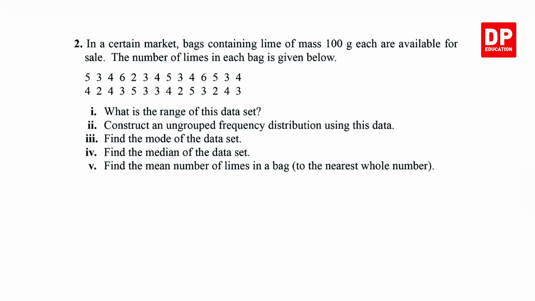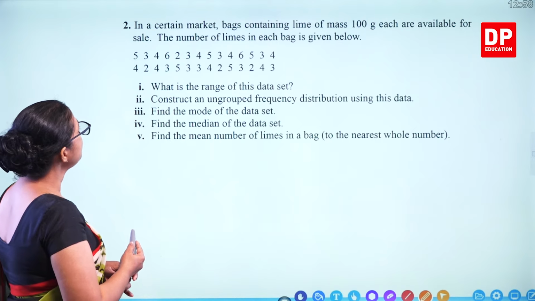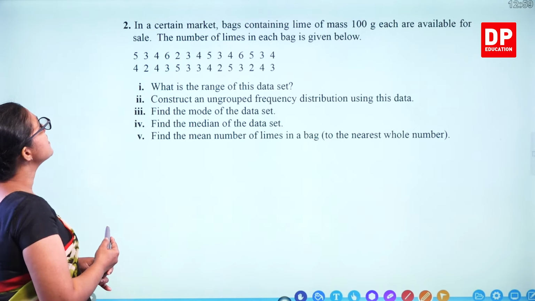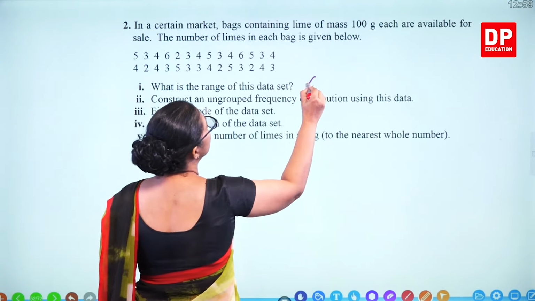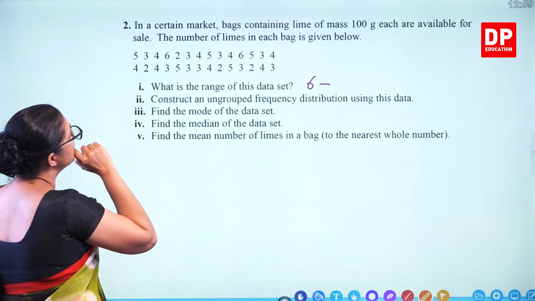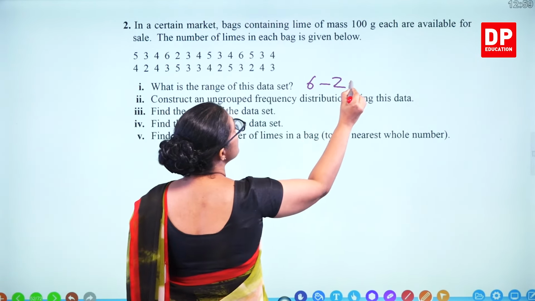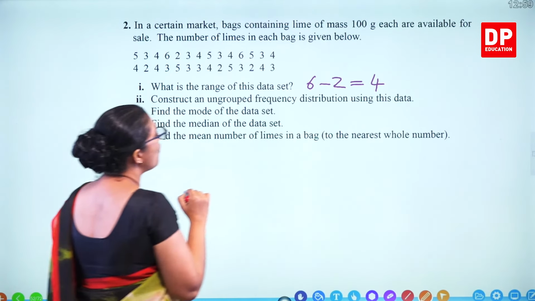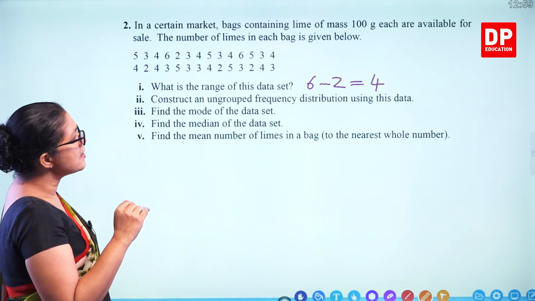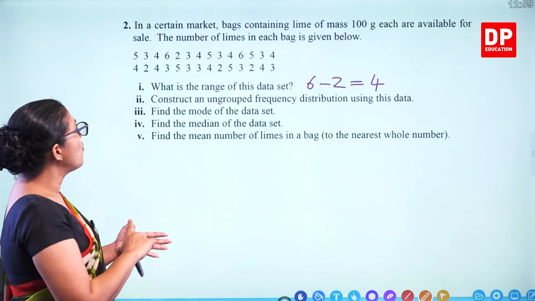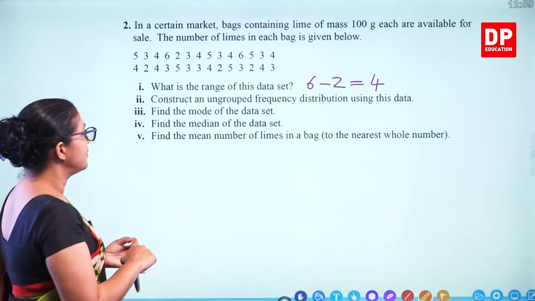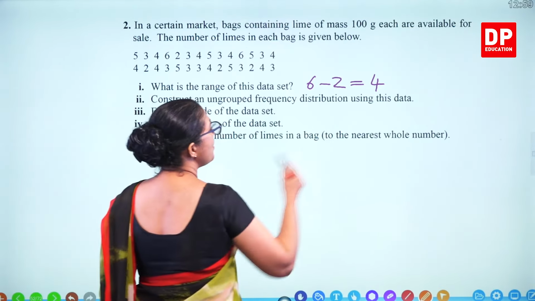Question number 2. In a certain market, bags containing lime of mass 100 grams each are available for sale. The number of limes in each bag is given below. What is the range of this data set? Highest is 6. Lowest is 2. 6 minus 2, that means 4. Construct an ungrouped frequency distribution and using that, find the mode, median, mean. And you have to give the nearest whole number.